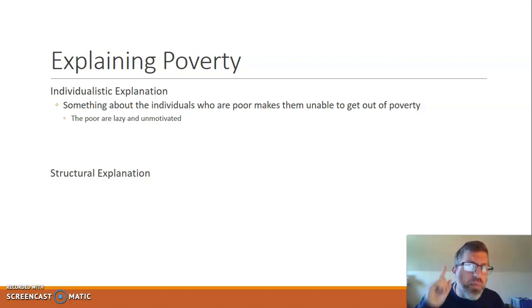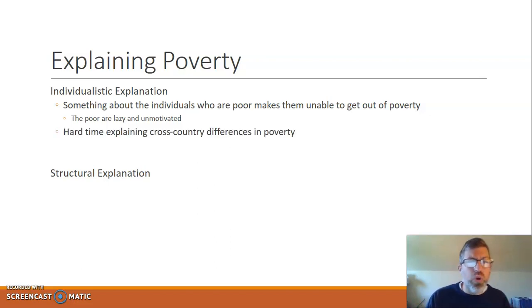Now, there's a core problem with this. There's actually many problems with this that I want you to see, but there's a core problem that leads sociologists to move away from individualistic explanations and towards structural explanations. It has a really hard time explaining why in some countries there is a very high rate of poverty, and in other countries there's very limited poverty, right, or low poverty rates.